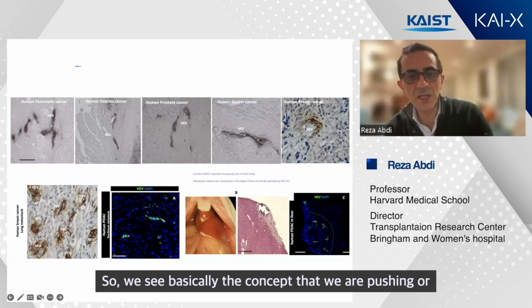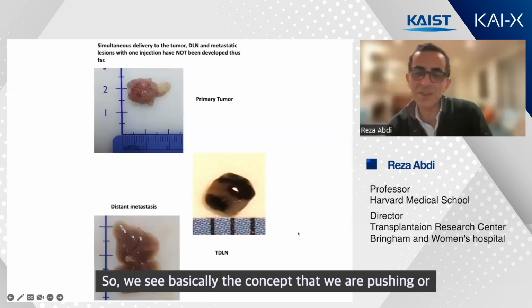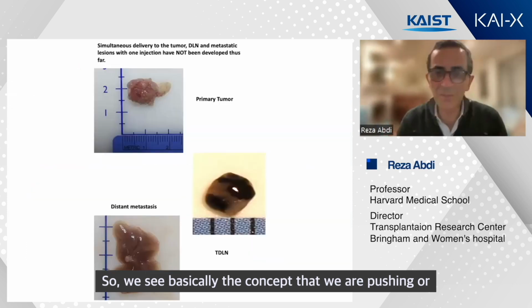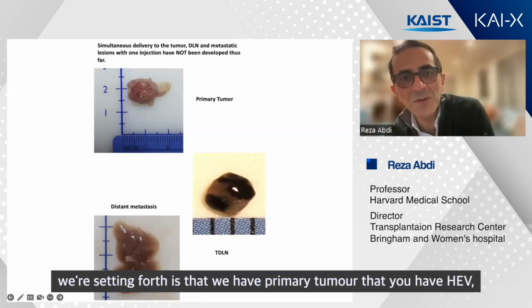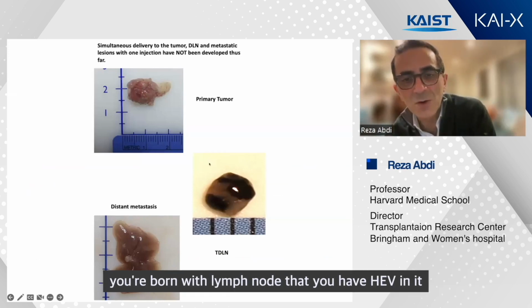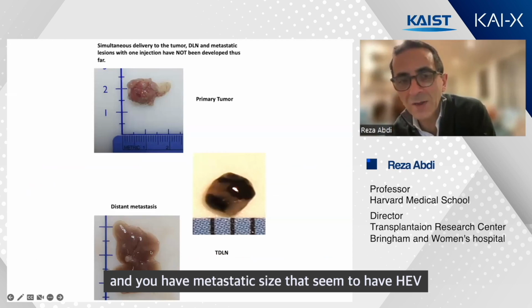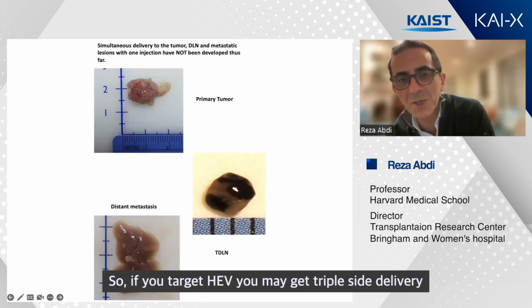Here we see basically the concept that we are setting forth: you have a primary tumor that has HEV, you're born with lymph nodes that have HEV in them, and you have metastatic sites that seem to have HEV. So if you target HEV, you may get triple site delivery.